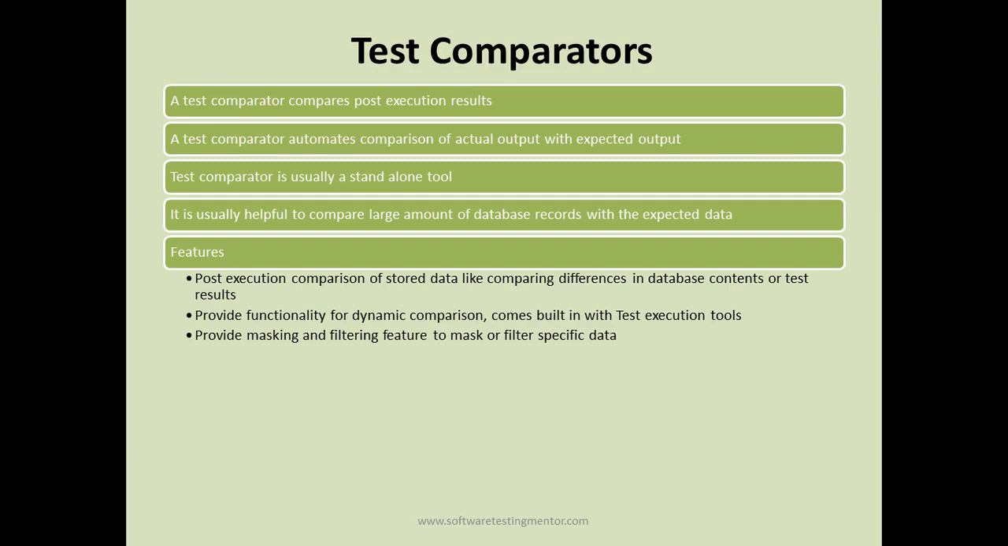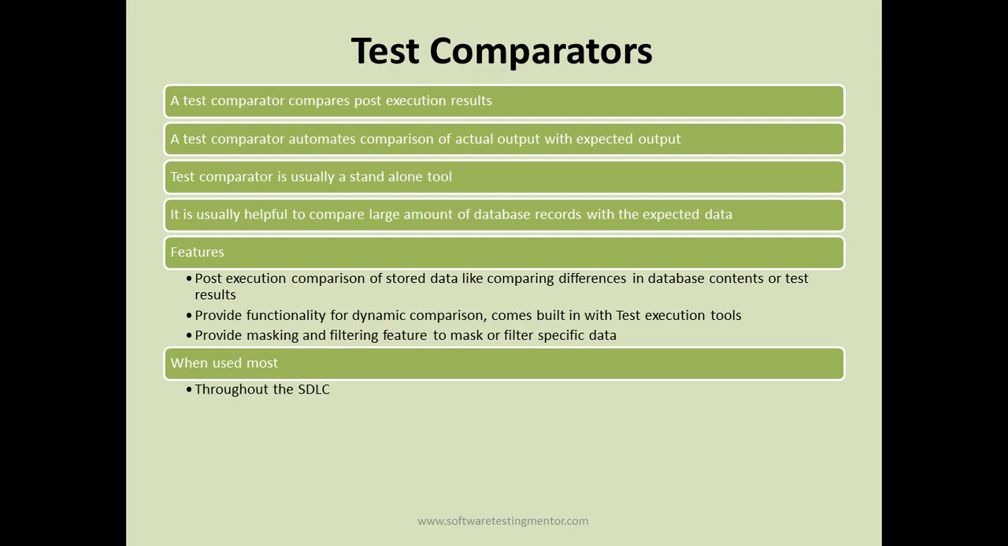But test comparators also come as standalone tools, which are mostly used for comparing differences in database contents with the test results. Then the third feature is masking or filtering of specific data. It can mask some data and compare just the set of data that you want to compare with the actual data. So these are some of the features provided by test comparators. These are used mostly throughout the SDLC, because developers might use them when developing, and testers might need these comparator tools when testing. When database testing is going on, these tools are also used. So they are used almost throughout the SDLC.